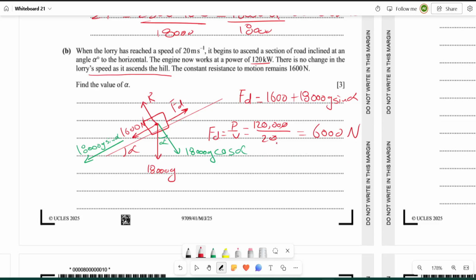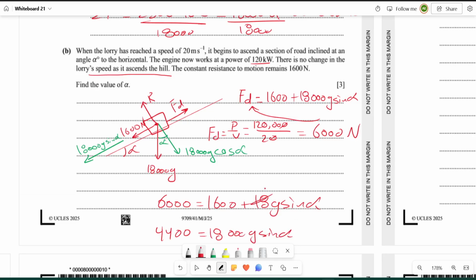Right? So 6,000 newtons. So I'm going to replace this 6,000 over here. And now I have an equation that I can use to find alpha. So what I'm going to do is subtract 1,600 from both sides. So 6,000 minus 1,600 is going to be 4,400 equals 18,000 G sine alpha.